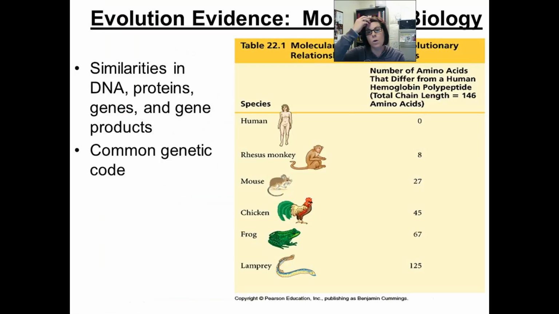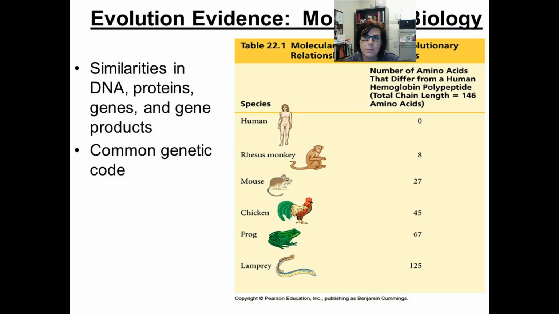More evidence for evolution now that we understand DNA and protein synthesis, transcription, translation, and that DNA is the universal genetic code for all living things on the planet. And the process of making proteins from the same alphabet of 20 amino acids. So what we can do is look at similarities in DNA and proteins, genes and gene products, because of this common genetic code.